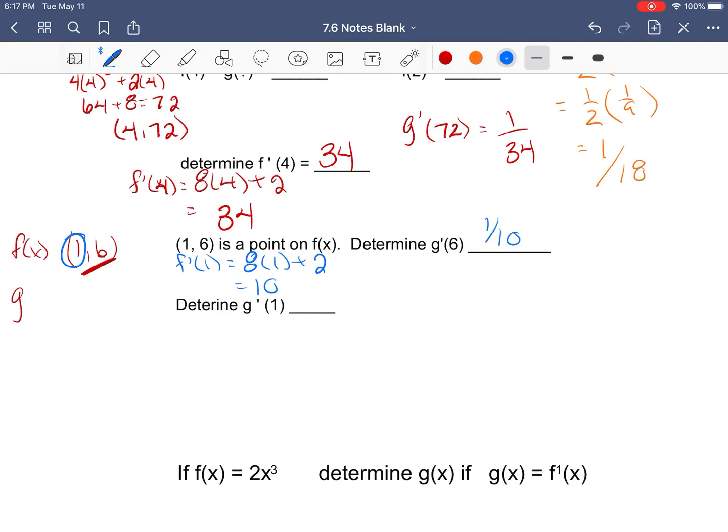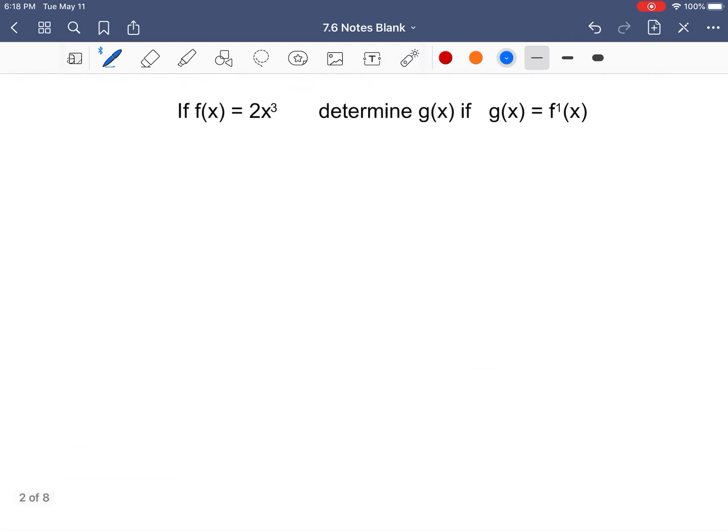And same with if we're determining g of 1, well, then that would be the same as finding the derivative of f of x at 6. 8 times 6 plus 2. So 6 times 8 is 48 plus 2 is 50. So then on my inverse function, I would expect the derivative to be the reciprocal.